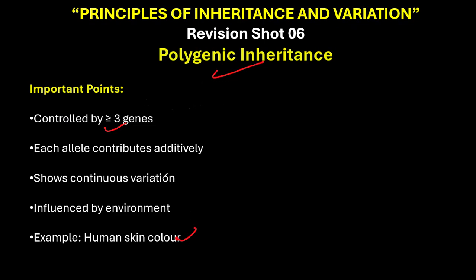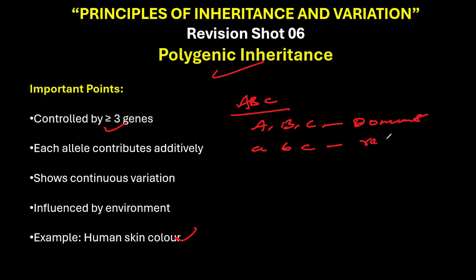Let us assume that skin color is controlled by three genes, A, B, and C. And this form, that is A, B, C, is dominant, the dominant genes. What are the recessive? Small a, small b, small c. These are recessive forms. These recessive forms will contribute to light skin color, and dominant forms will contribute to dark skin color.